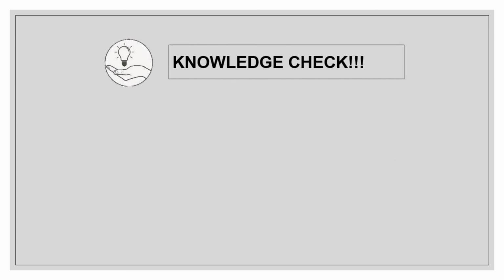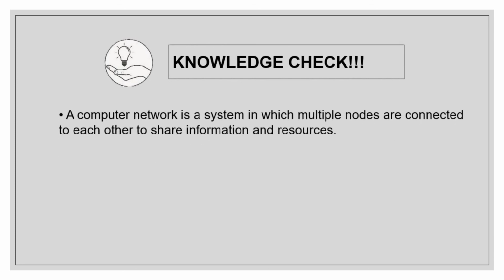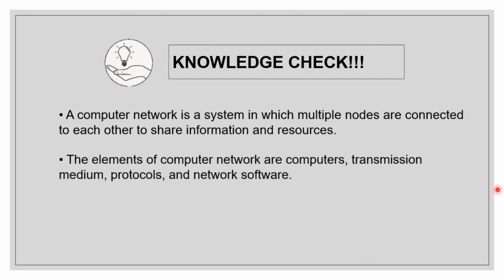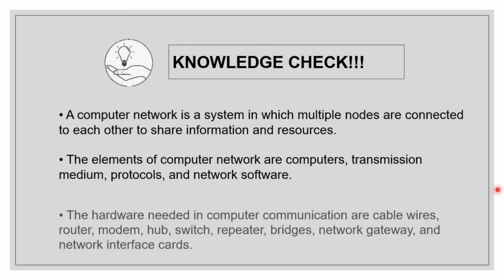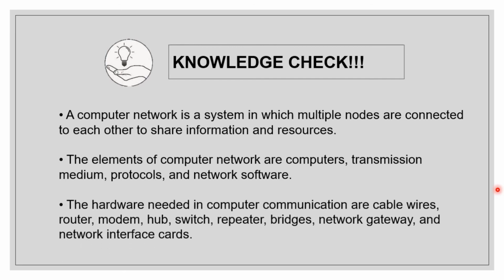We're done, so it's time to check your knowledge. A computer network is a system in which multiple nodes are connected to each other to share information and resources. The elements of a computer network are computers, transmission medium, protocols, and network software. The hardware needed in computer communication are cable wires, router, modem, hub, switch, repeater, bridges, network gateway, and network interface cards.